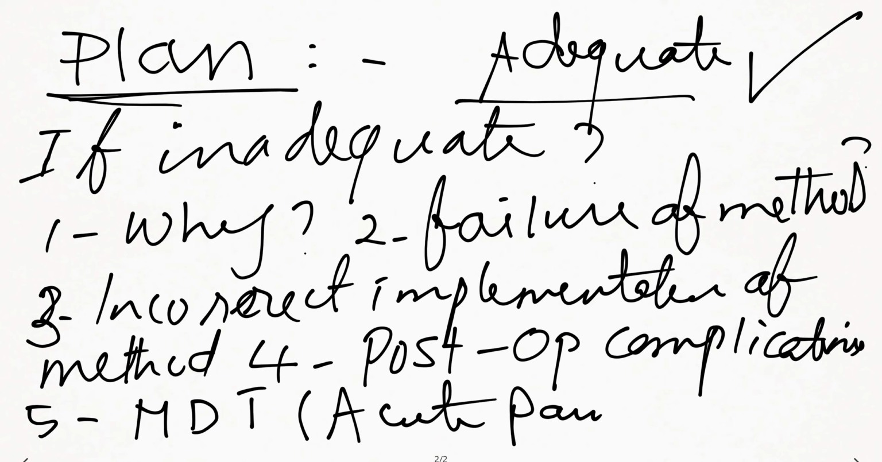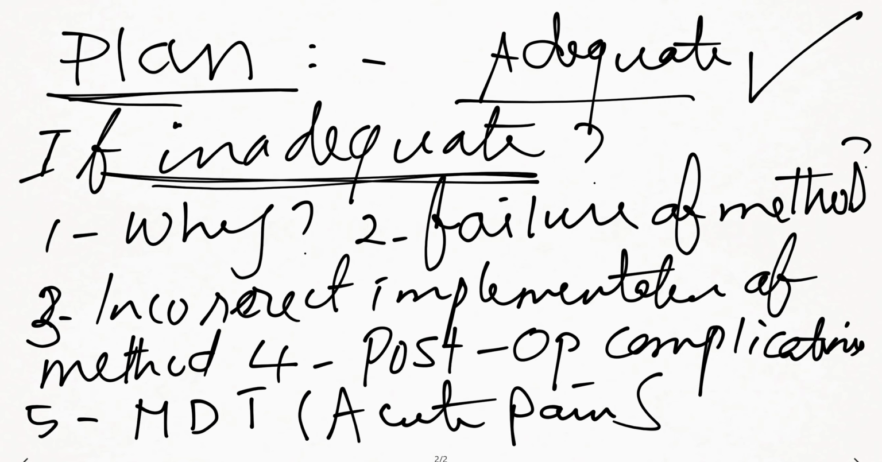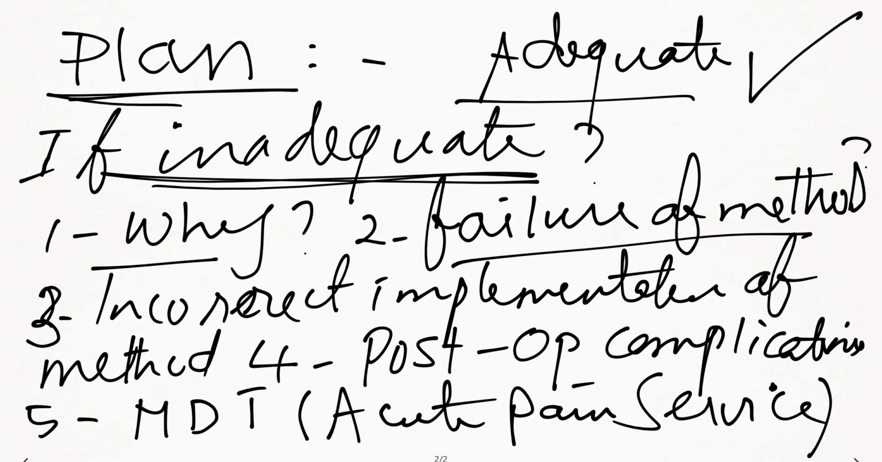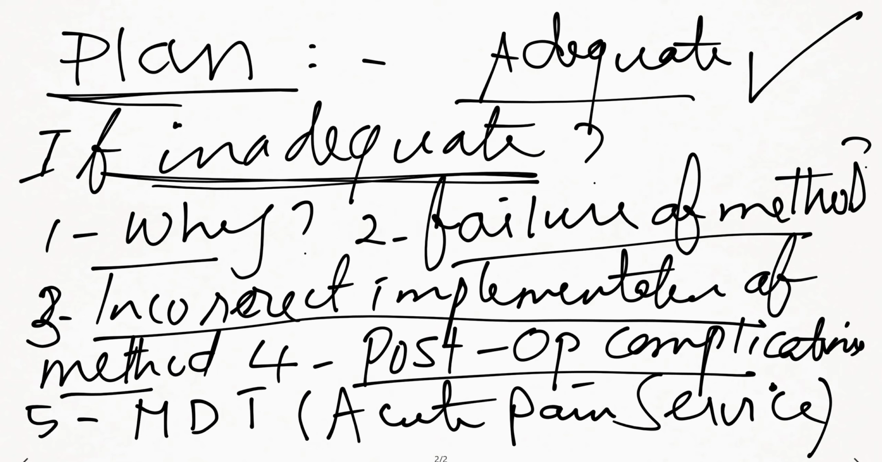In this case, you already decided that analgesia is not adequate. So when you contact the MDT or the acute pain services, you want to tell them the answers: why it is inadequate, is it the failure of the method, is it due to incorrect implementation of the chosen method, is it due to surgical post-op complications, and then they will try to discuss and give you an answer.